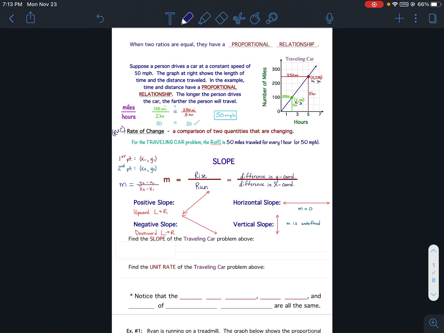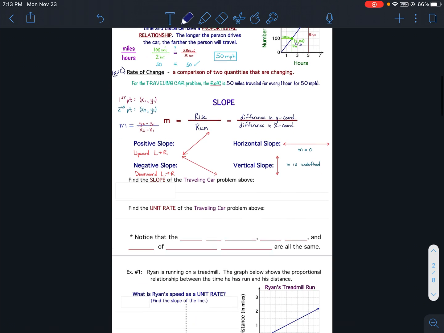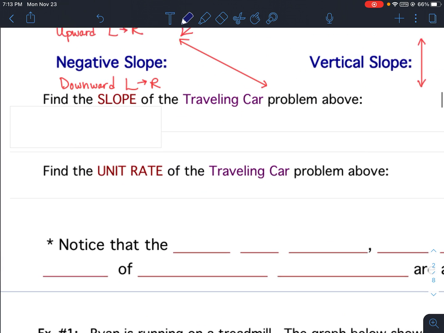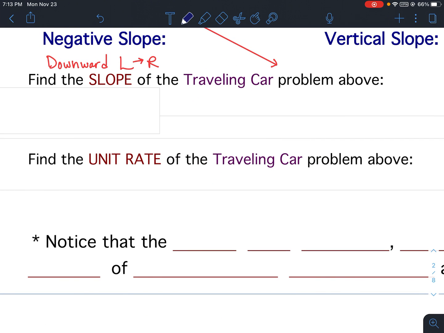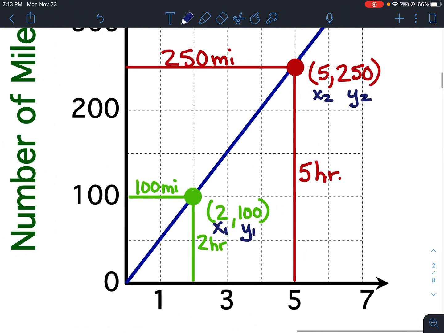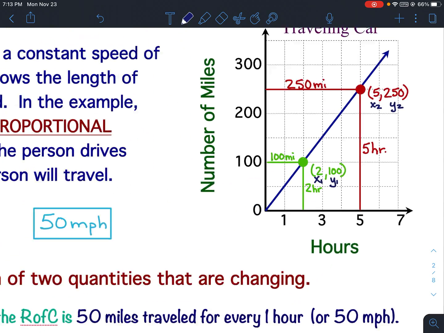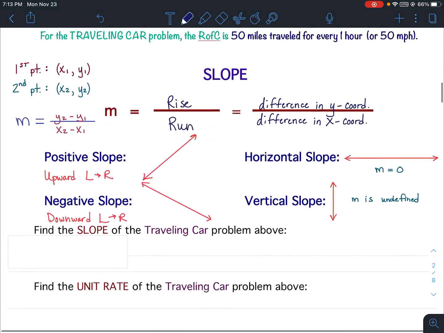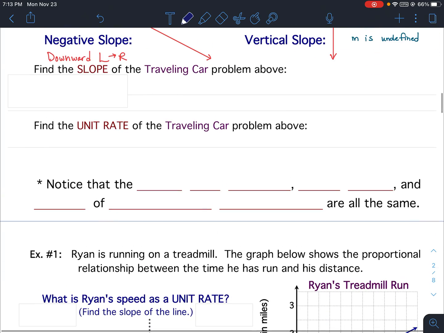Okay, we're back to where we left off in the notes, back to talking about the traveling car problem. Underneath where it says slope, we're going to find the slope of the traveling car problem above. So we are going to use these 2 points that we mentioned. x1, y1 will be 2, 100. x2, y2 will be 5, 250. Okay, so it's the points we used earlier.